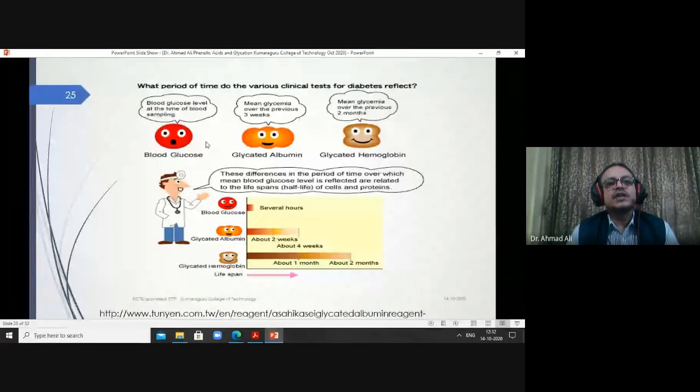This cartoon shows the period covered by various clinical tests for diabetes. Blood glucose gives an idea about one day, or several hours maximum. Then we can go for another protein which gets severely glycated in the hyperglycemic condition, albumin, which is present in the serum. This gives an idea about the hyperglycemic condition for almost 2 weeks. On the other hand, a measurement of glycated hemoglobin gives an idea about more than a month.